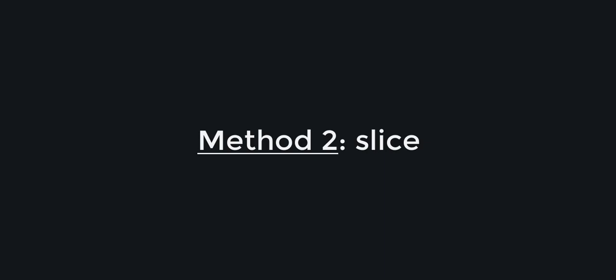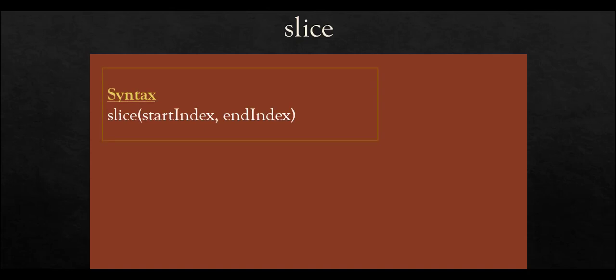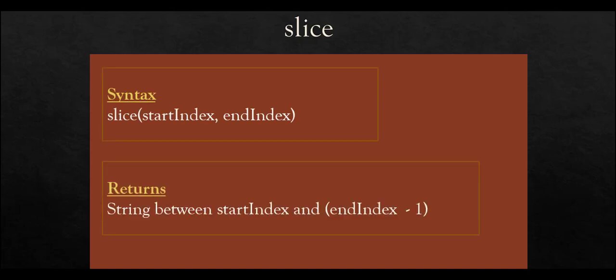Slice works the same way as substring function. It accepts 2 numeric arguments which represent the start and end indexes and returns a string between those indexes. Again, the resultant string does not include the character at second argument index.